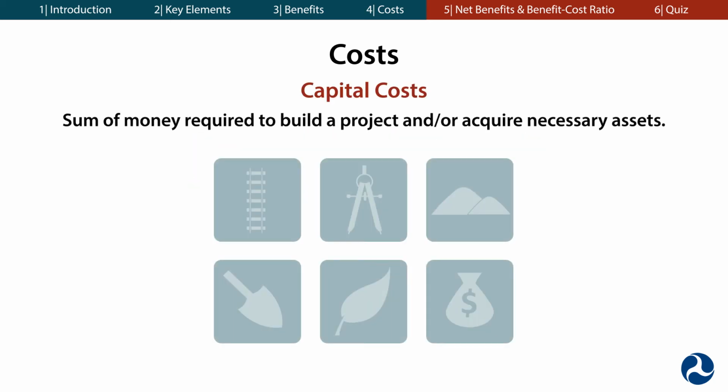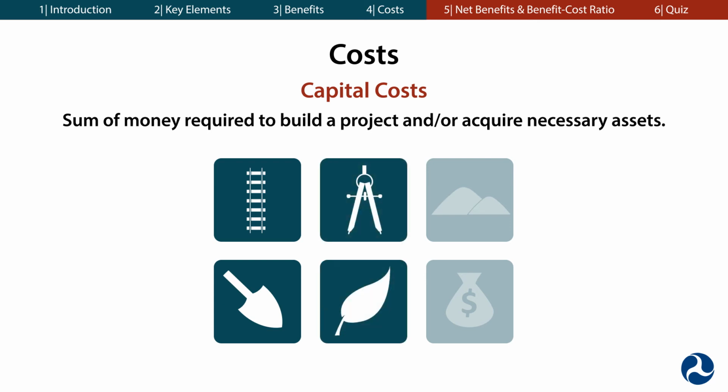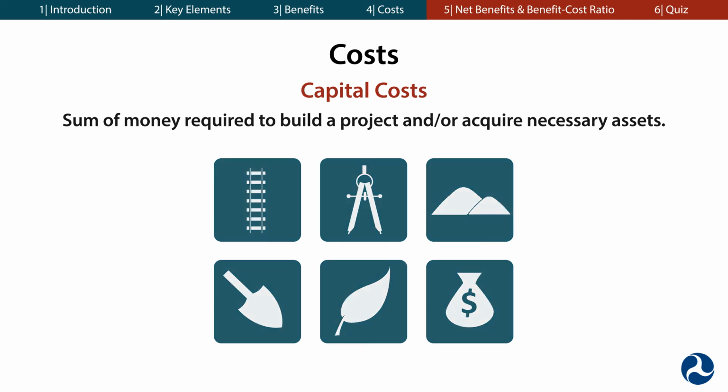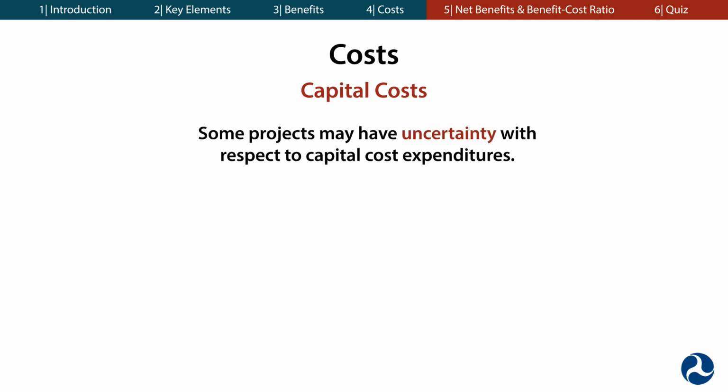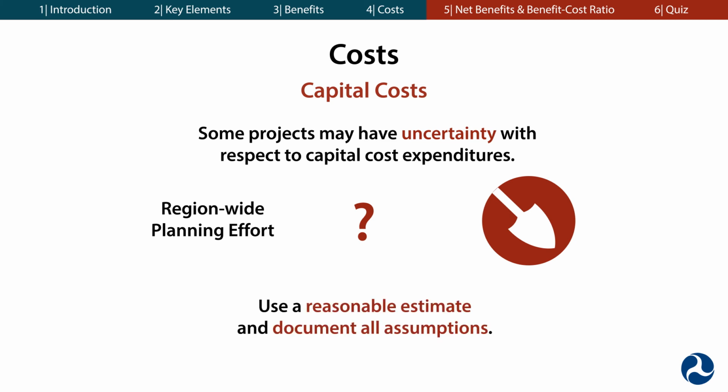Capital costs are the sum of money required to build a project and/or acquire necessary assets. Capital costs generally include all materials and labor, as well as costs associated with planning and design, environmental review, land acquisition, and transaction costs for securing financing. In the early stages of project planning, some projects may have uncertainty with respect to capital cost expenditures. For example, in a region-wide planning effort, due to future funding uncertainty, you may not know exactly when you will be able to construct a certain portion of the project. In these cases, FRA advises you to use a reasonable estimate and to document all assumptions.